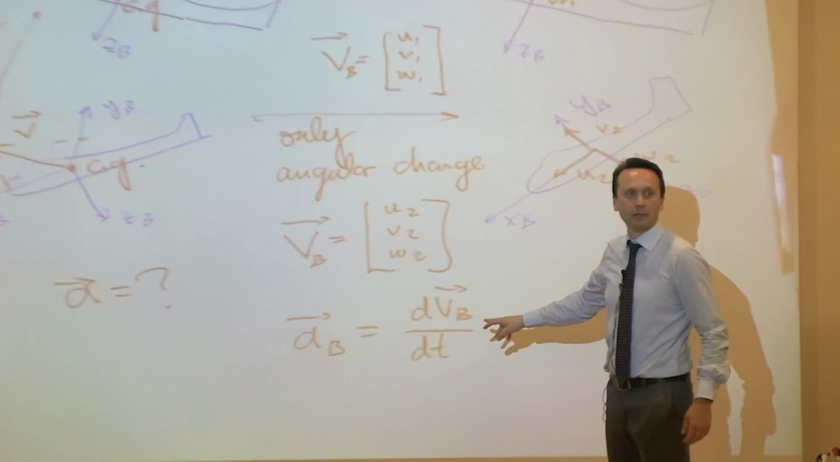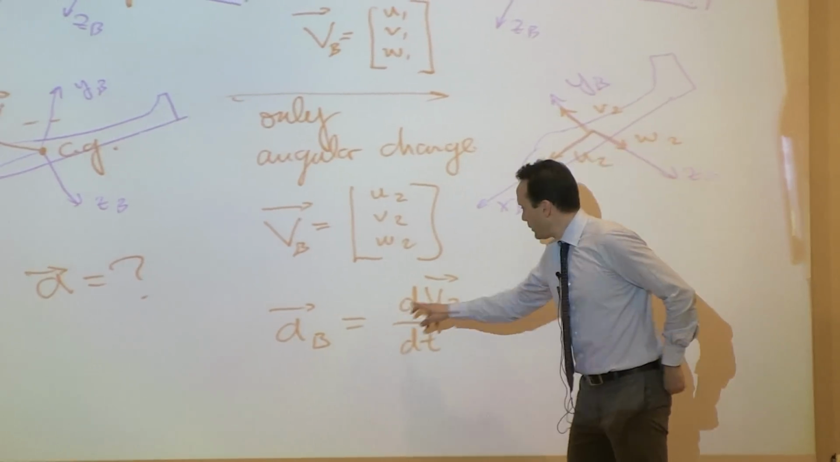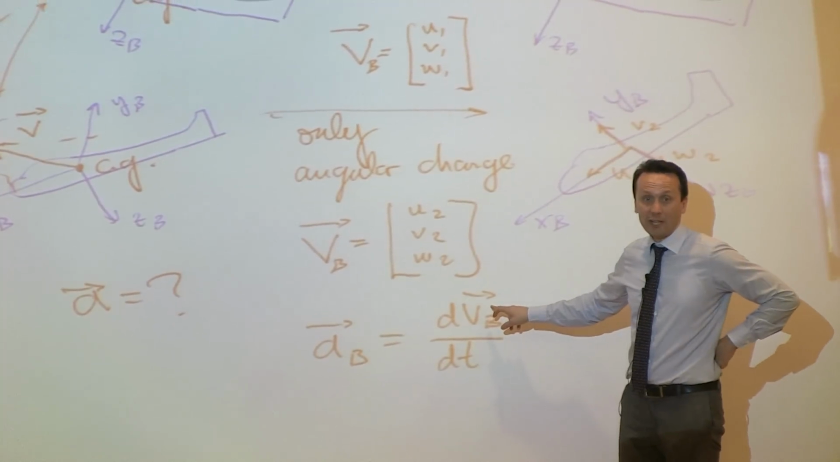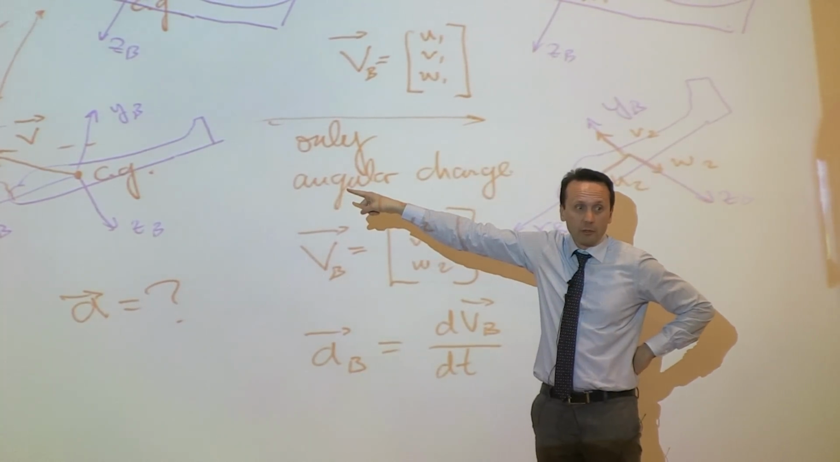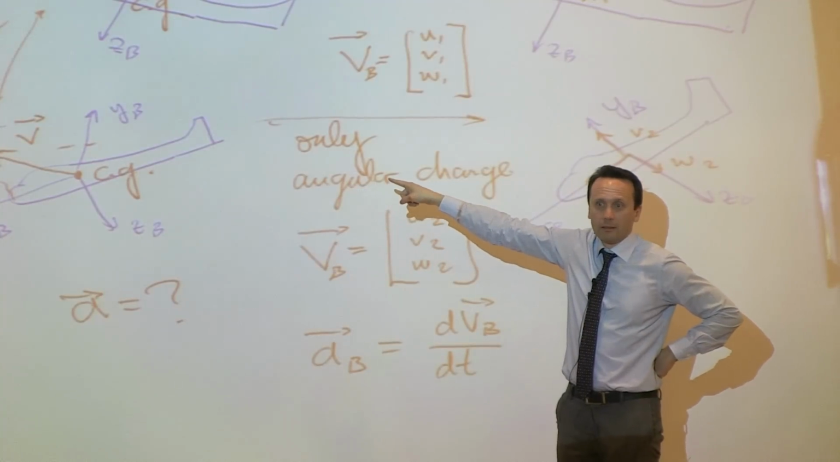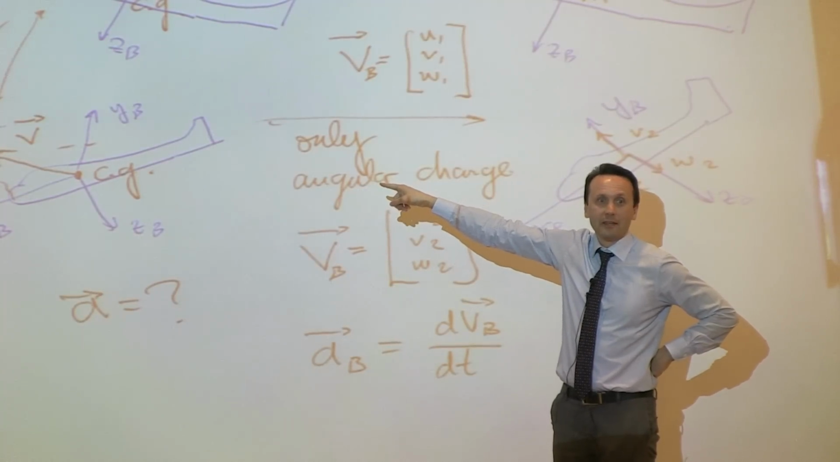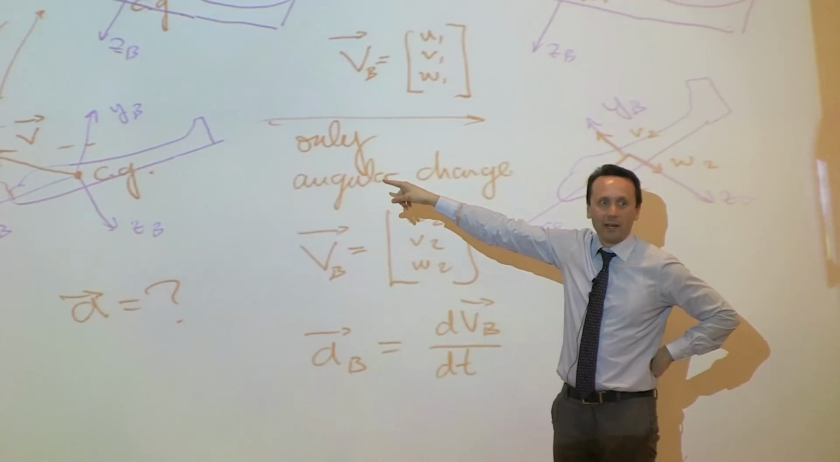Have a question? Time rate of change of velocity vector, it needs to change direction or magnitude. Is the direction or the magnitude of the velocity vector of the airplane changing? Just tell me now. No, right?